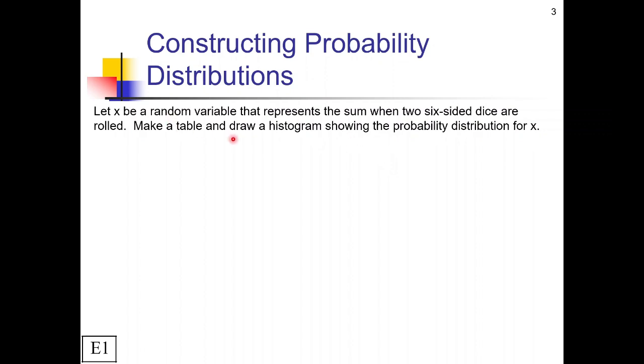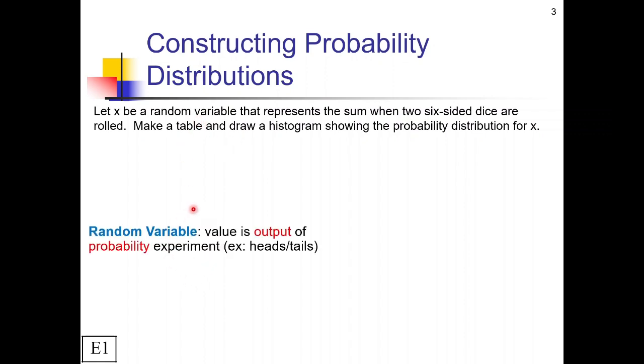Okay, what does all this mean? So let's start with this whole random variable thing, which sounds kind of weird. A random variable is a variable whose value is the output of some probability experiment. So for example, we could make a random variable for flipping a coin, and then the value of that random variable would be heads or tails. In this experiment here, we have these two six-sided dice being rolled. So the values would be all the different sums that we could generate from that.